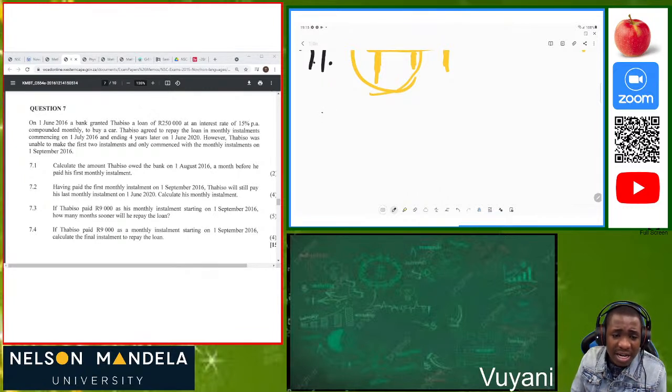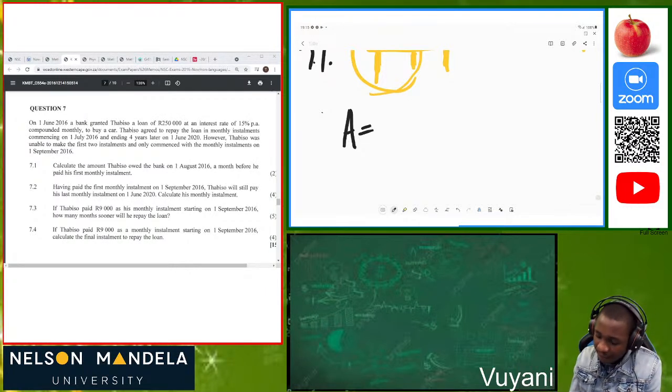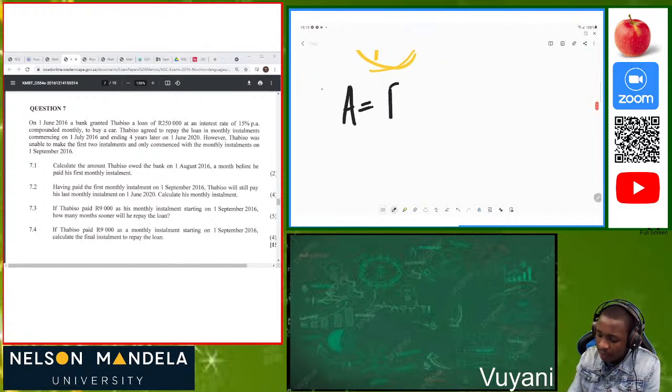calculate the amount Thabiso owed the bank on the 1st of August, a month before he paid his first monthly installment. So he didn't pay for 2 months. For those 2 months which he didn't pay, let's calculate how much he owed before he started to pay in September. We saw that the interest rate is compounded monthly, so we're going to use the compound interest formula. The compound interest formula says A is equal to P (1 plus i) to the power of n.